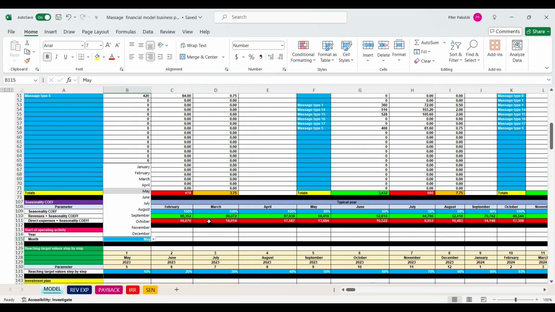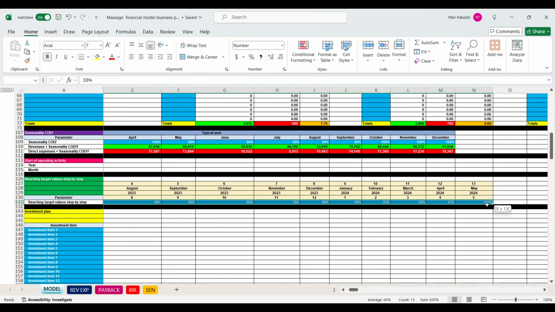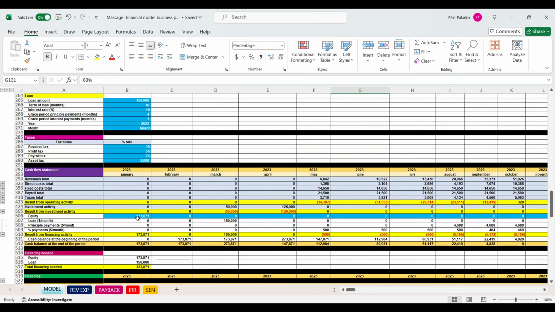When we start a new business, we won't be able to reach the target revenues right from the first month of operating activity. Here, we can specify the percentage of target revenues. This parameter is very important and will affect the amount of operating losses inside the cash flow statement. Here it is. Let's look at it.